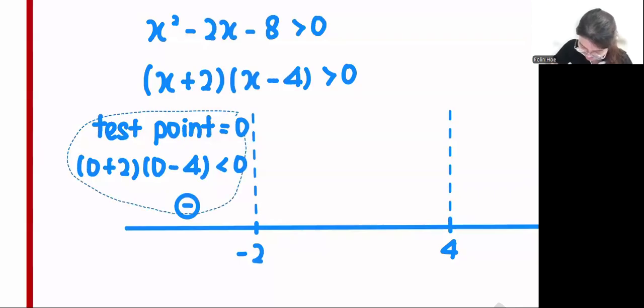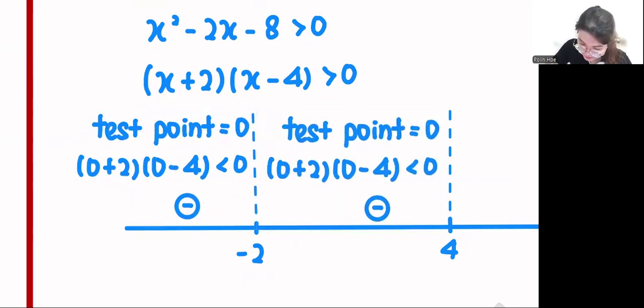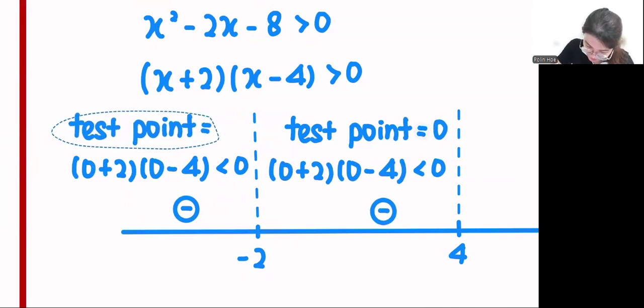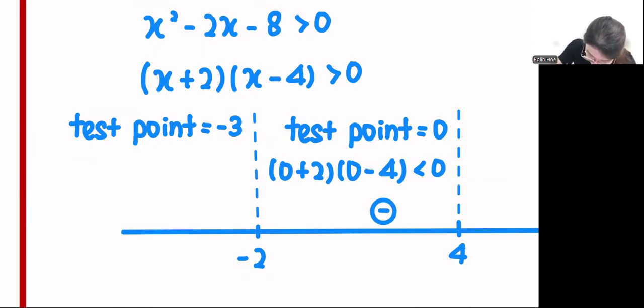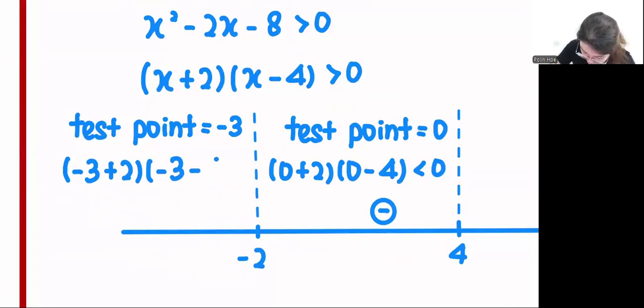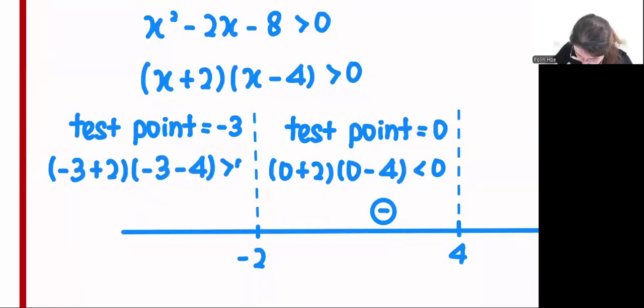I'm so sorry. Okay, cannot. My test point needs to be smaller than negative 2. Let me use negative 3. So here is negative 3, negative 3. Negative 3 plus 2, negative 3 minus 4. I get a bigger than 0 value. Negative multiplied by negative, so this is a positive one.